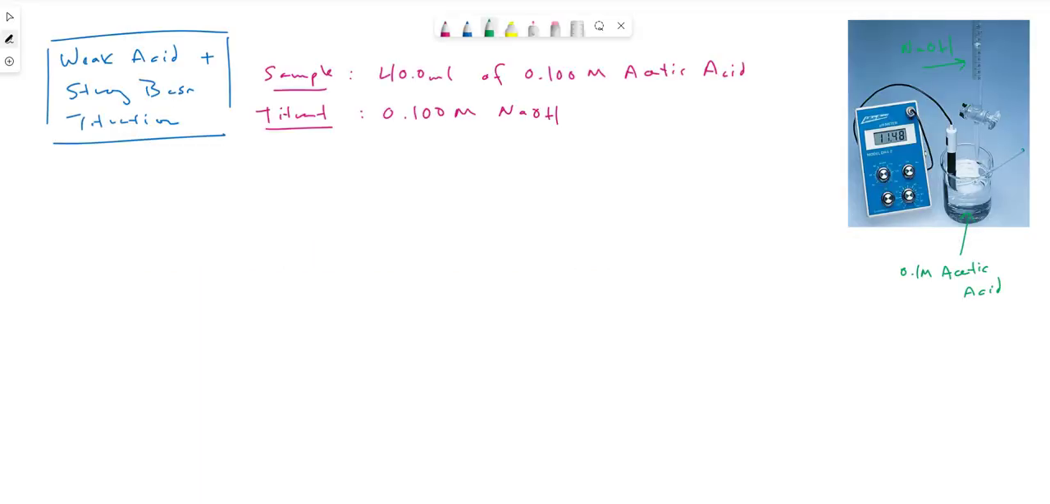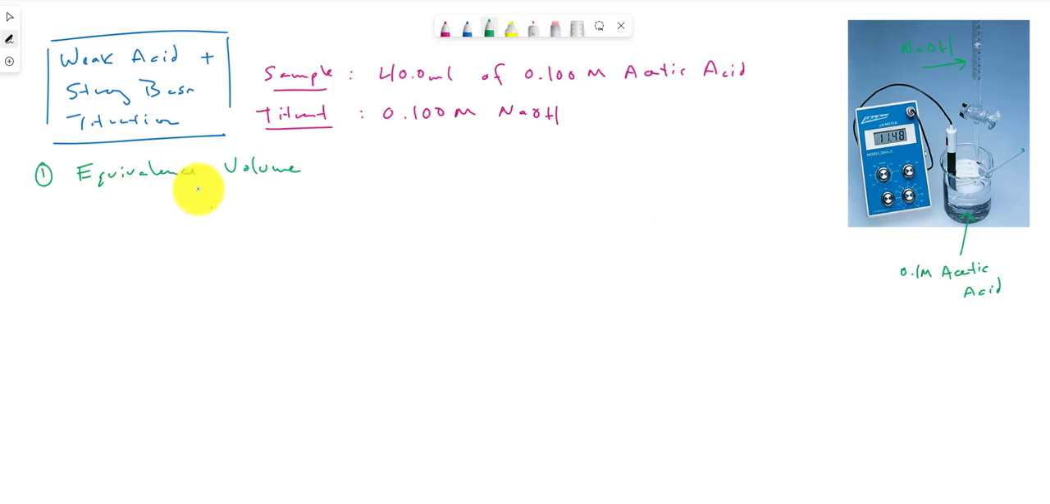So let's work an example where we now have a weak acid as the unknown down in the beaker here, and we're going to use 40 mL of 0.1 molar acetic acid as our example, and then the titrant here is again the strong base. So we're titrating a weak acid with a strong base. Let's walk through the steps and try to understand what the pH at the various regions of the system is.